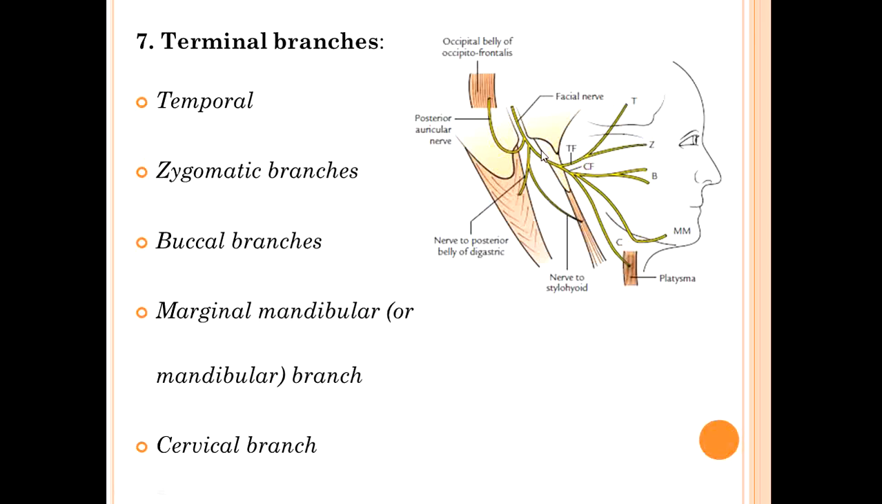So you can see the terminal branches as it is coming out through the stylomastoid foramen. It is dividing into 2 trunks. One is temporofacial and another one is cervicofacial. Temporofacial is giving 2 branches, temporal and zygomatic. Cervicofacial is giving buccal, marginal mandibular, and cervical. This cervical branch will supply platysma muscle.